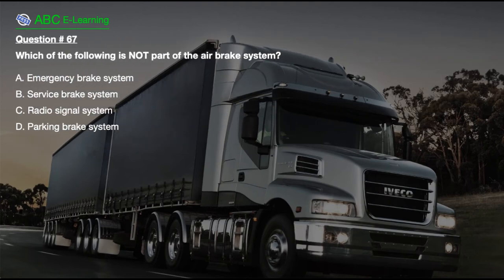Question number 67. Which of the following is not part of the air brake system? A. Emergency brake system. B. Service brake system. C. Radio signal system. D. Parking brake system.